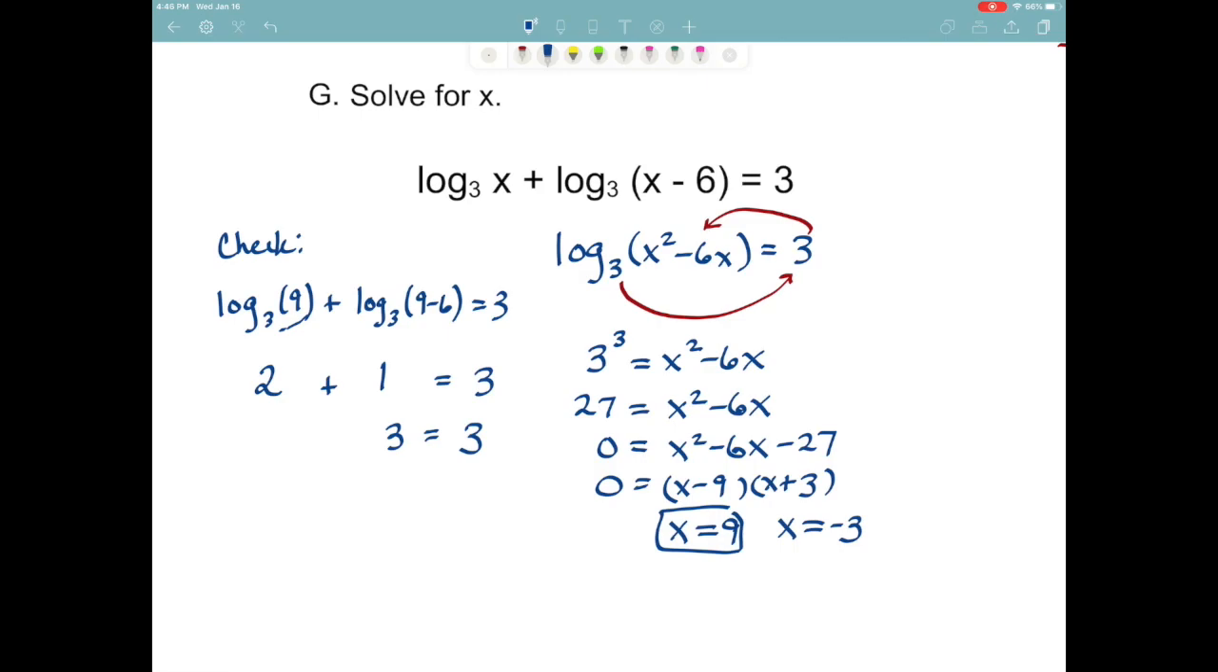Negative 3, on the other hand, we can tell already that it's not going to work because when we plug in log base 3 of negative 3, that's going to shut us down already there. Therefore, that is extraneous, and our answer would be x equals 9.